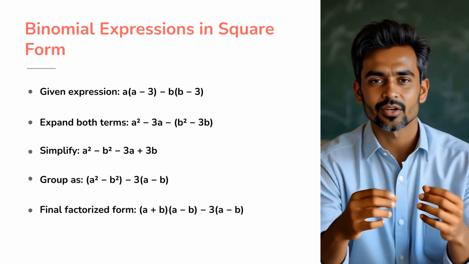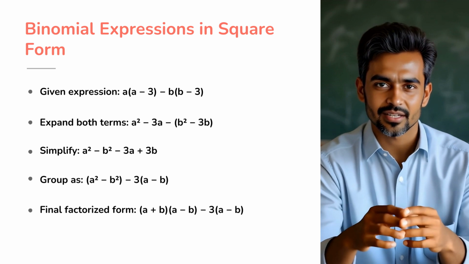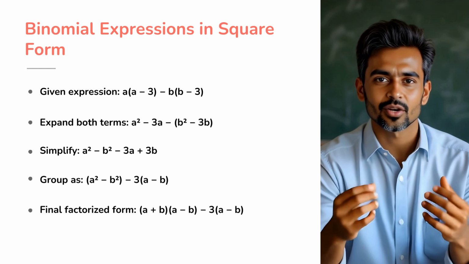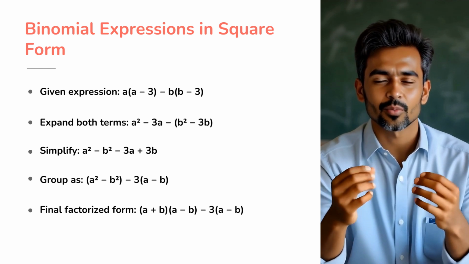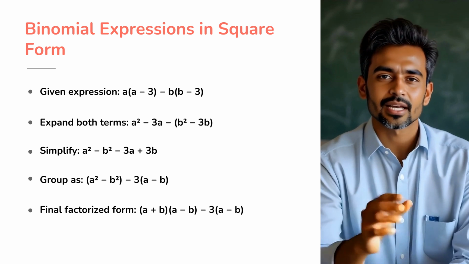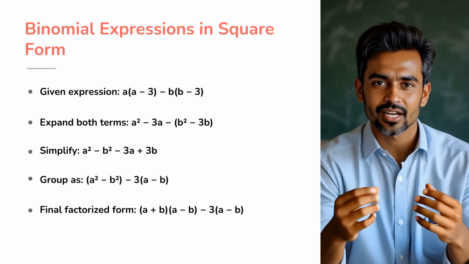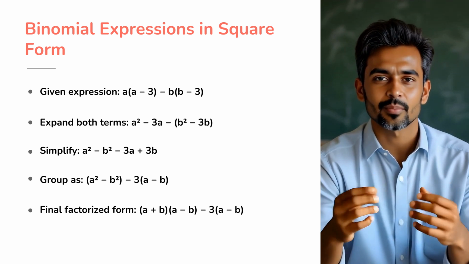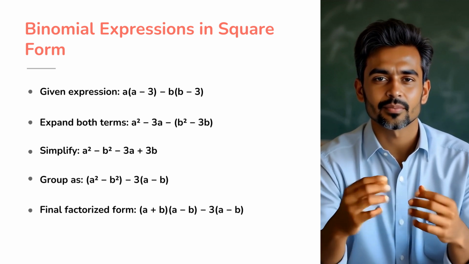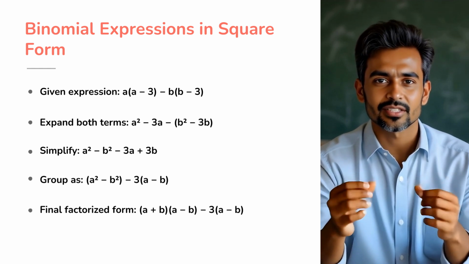Let's now tackle a binomial expression involving variables: a into bracket a minus 3 close bracket minus b into bracket b minus 3 close bracket. Let's expand both terms. First term becomes a squared minus 3a. Second term becomes b squared minus 3b. Now put it all together. A squared minus 3a minus b squared plus 3b. Rewriting. A squared minus b squared minus 3a plus 3b.